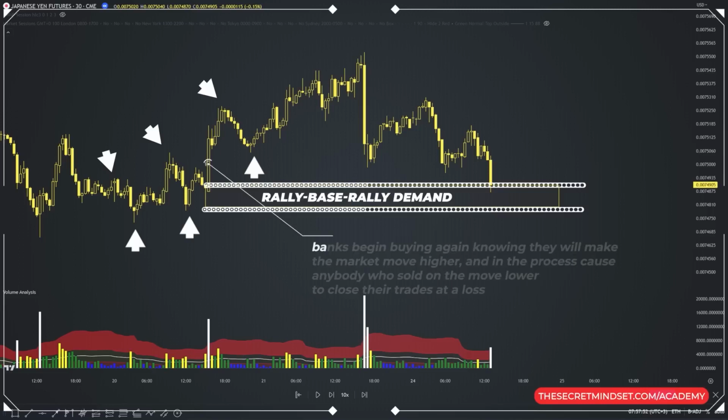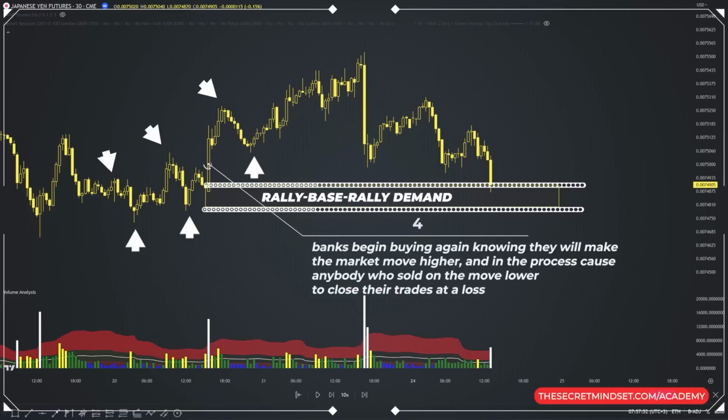With two sets of retail traders placing sell orders, the banks begin buying again, knowing they will make the market move higher, and in the process cause anybody who sold on the move lower to close their trades at a loss, which ends up being the bank traders' profits.